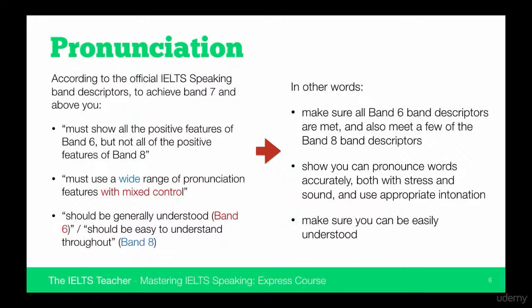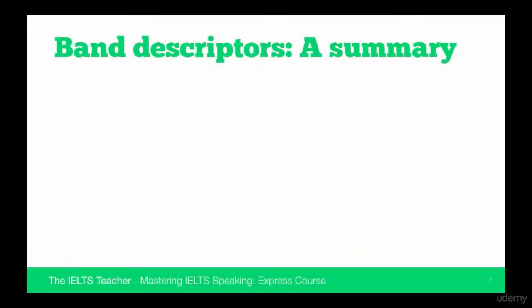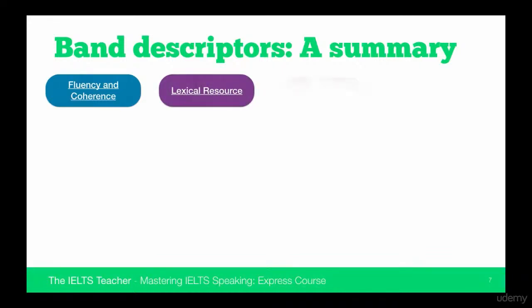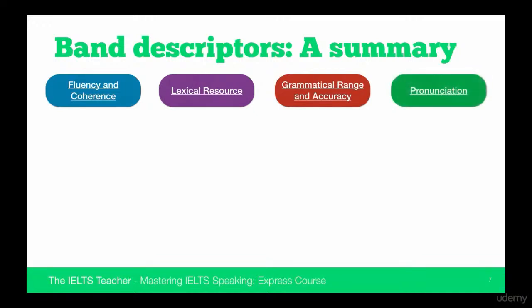and you can test this by perhaps speaking to a native speaker, then you really need to be working on improving your pronunciation. So let's have a quick roundup here. The 4 band descriptor categories. What are they? Fluency and coherence, lexical resource, grammatical range and accuracy, and pronunciation.